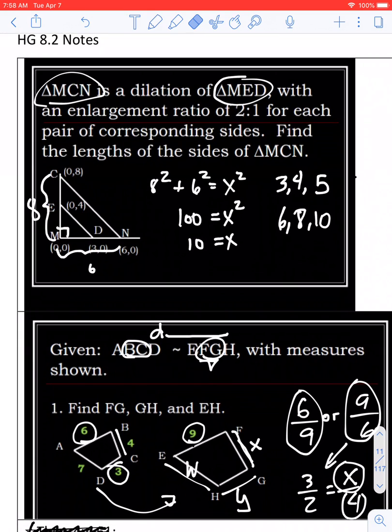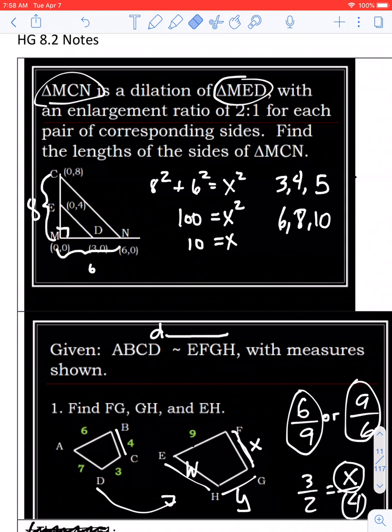Again, if we're given a quadrilateral similar to another quadrilateral, and it says find the sides. Let me erase some of these things here, apologies.